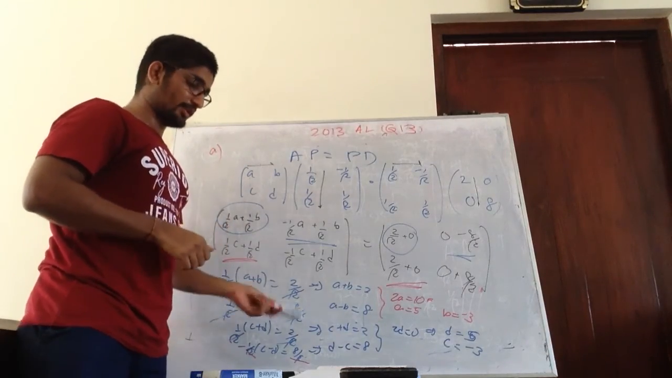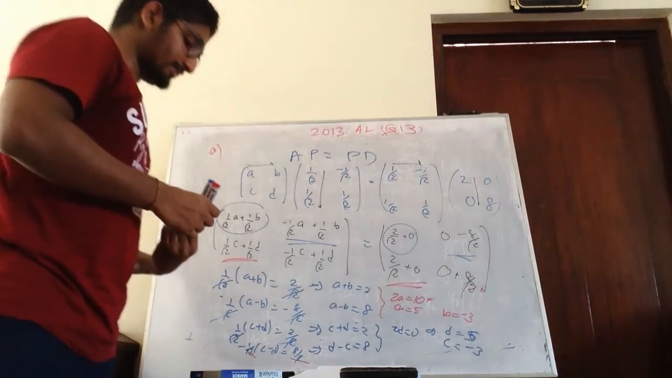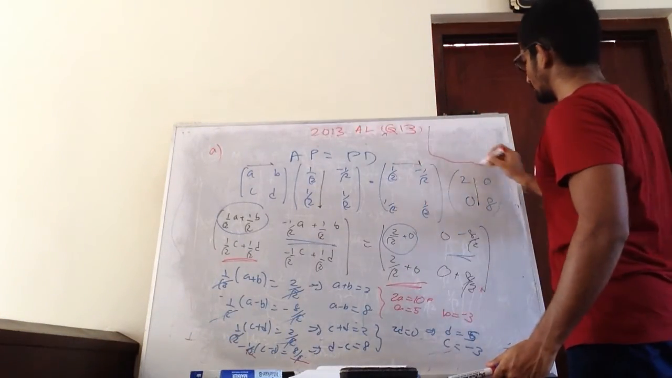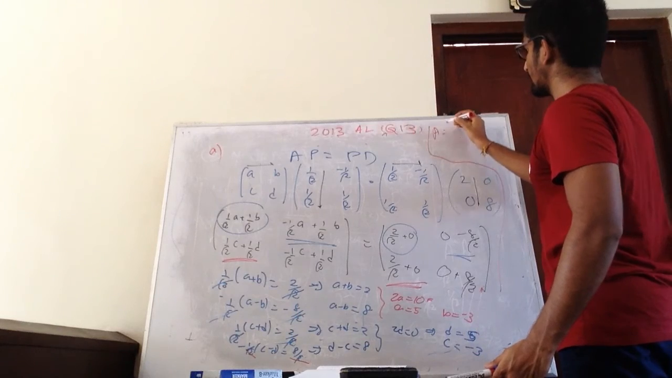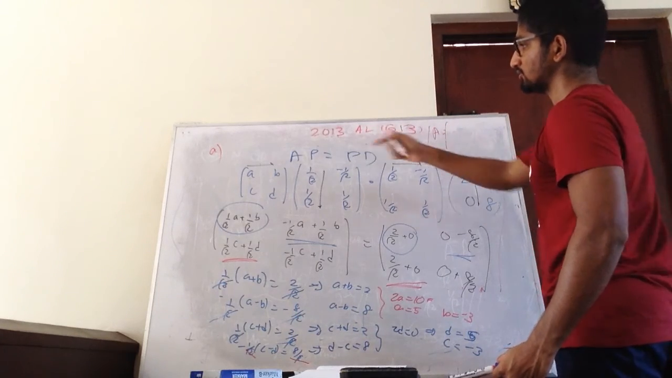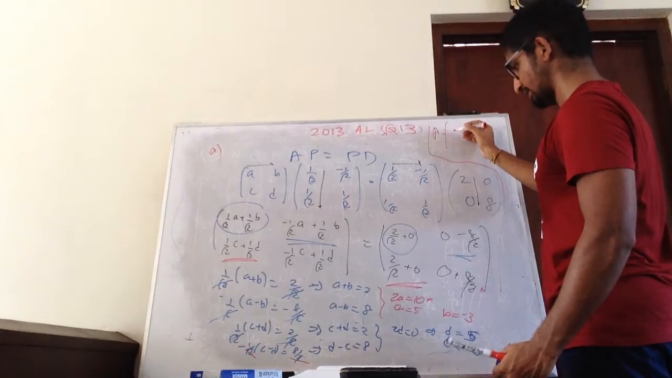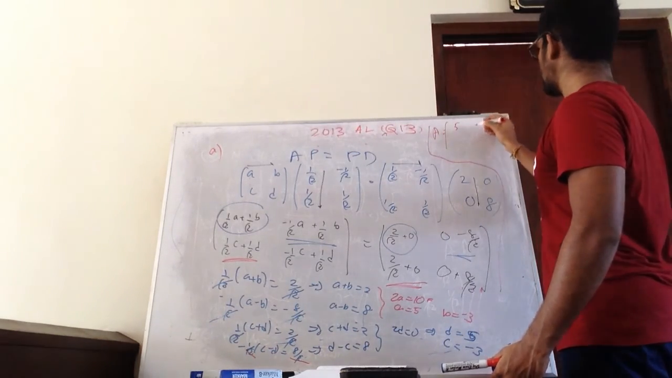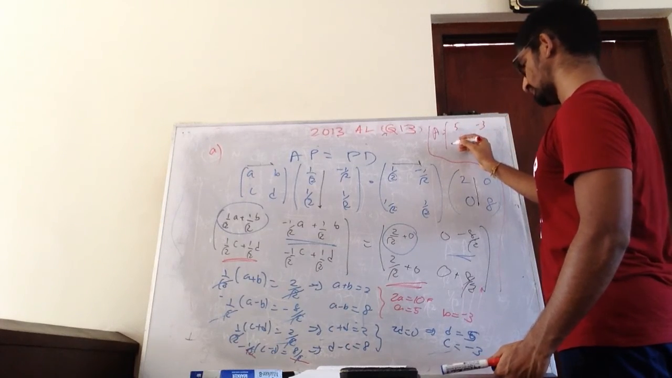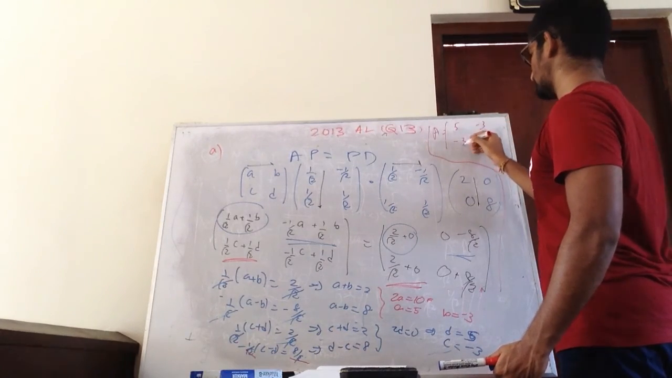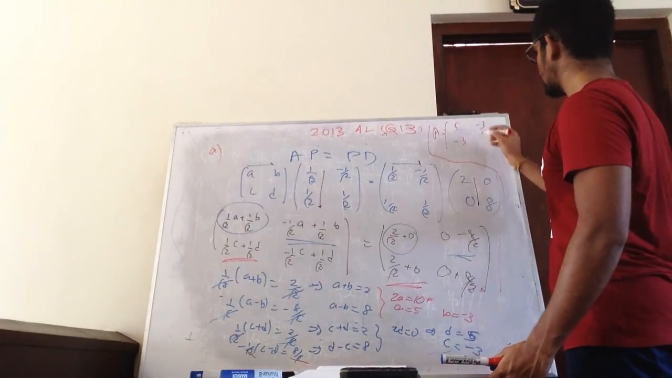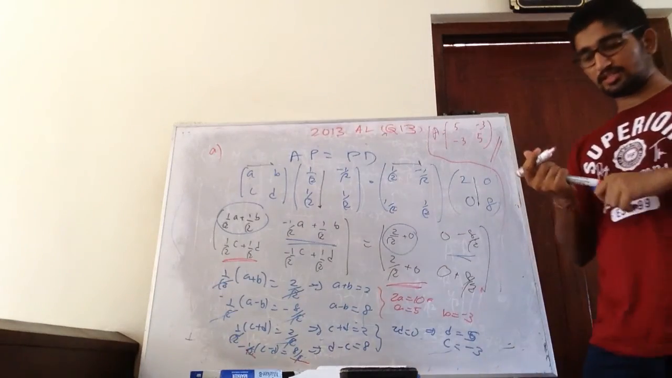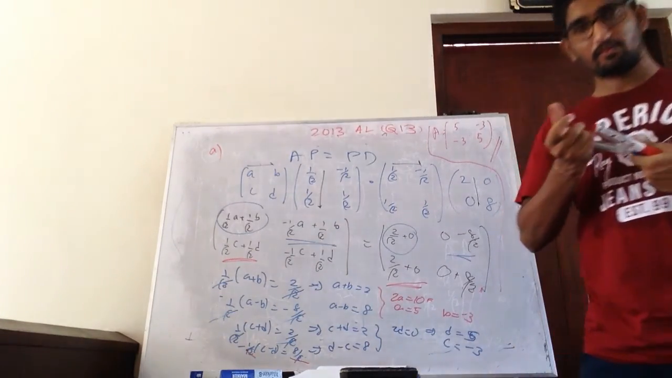Correct, no? Right, so basically we know what A is. They are asking us to find A. A is [a, b; c, d], no? What is a? A is 5. What is b? B is minus 3. What is c? C is minus 3. What is d? D is 5. So that's basically it, right?